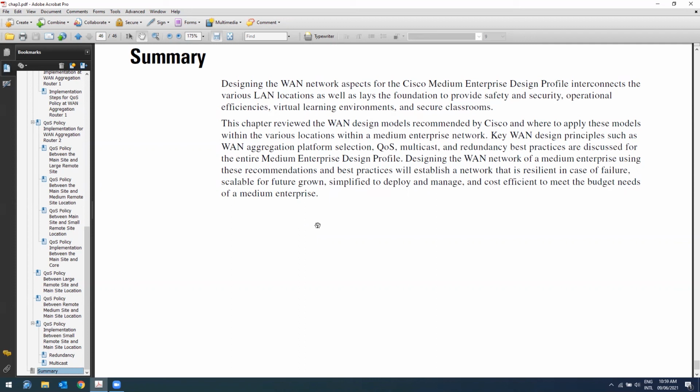Designing the WAN network of a medium enterprise using these recommendations and best practices will establish a network that is resilient in case of failure, scalable for future growth, simplified to deploy and manage, and cost effective to meet the budget needs of a medium enterprise. Right. So basically, this was today's lecture.